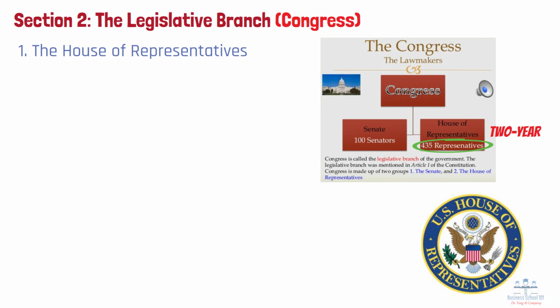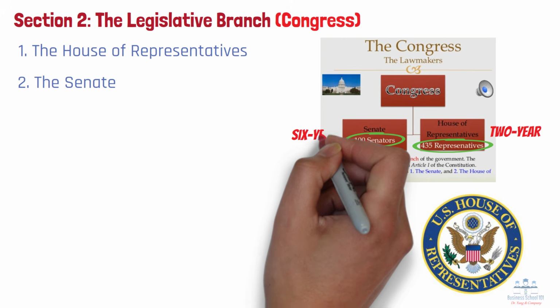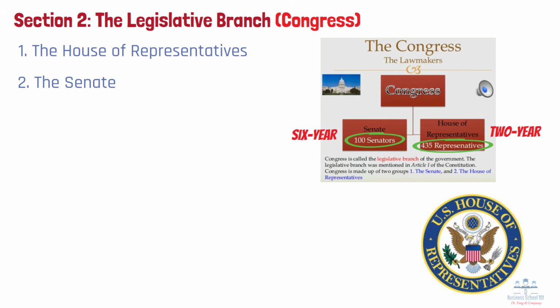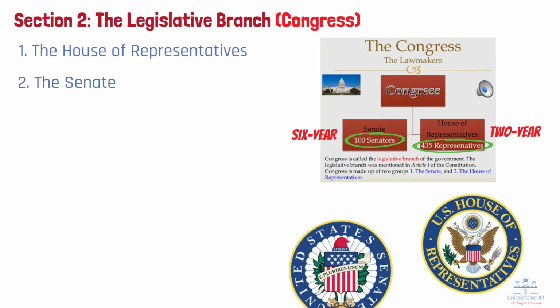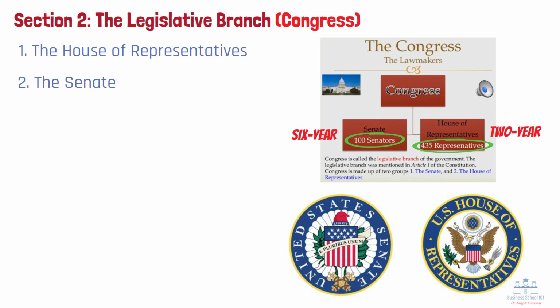Part 2. The Senate. The Senate has 100 members, with each state having 2 senators regardless of its population. Senators serve 6-year terms. The Senate confirms presidential appointments, such as federal judges and cabinet members, and has the power to approve treaties.